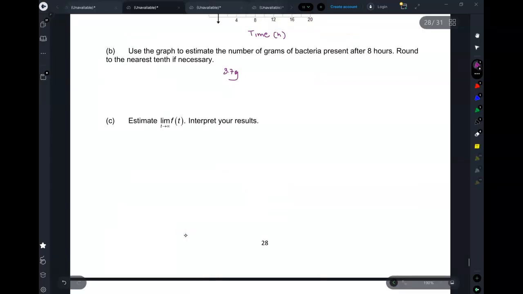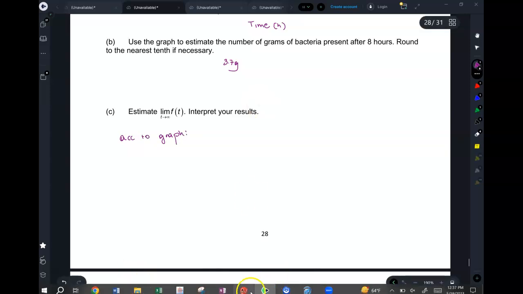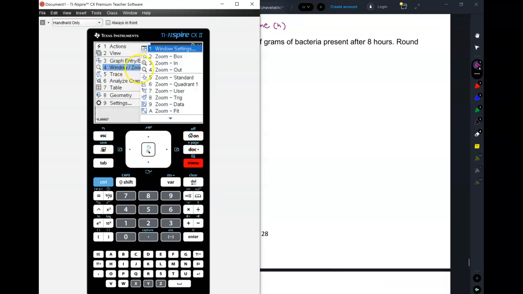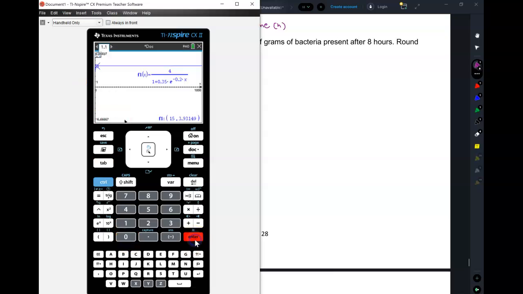So what is the limit of f of t as t approaches infinity? We're going to do this two ways. According to the graph, the limit as t approaches infinity. If I go to Window/Zoom and Window Settings, and suppose I put the max value at like 1,000, look at how it's leveling off.